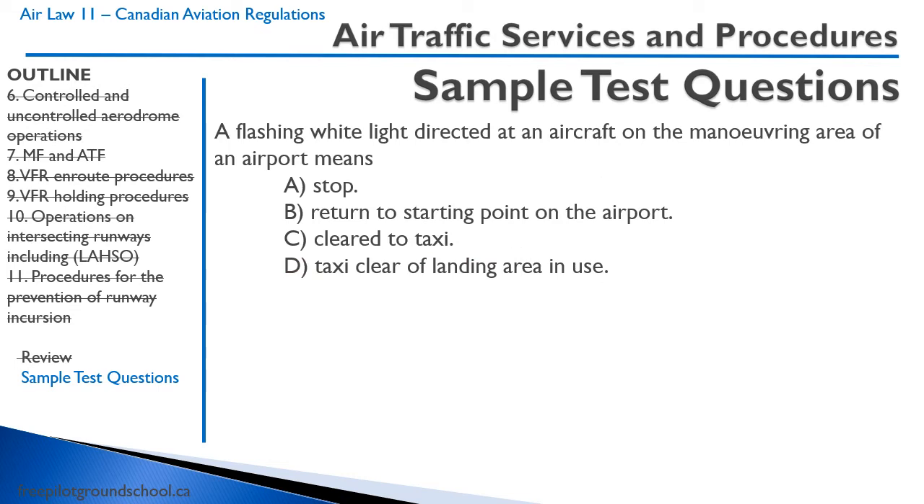Here's an obscure one. A flashing white light directed to an aircraft on the maneuvering area of an airport means... well, this one, unfortunately, we can go by process of elimination. So is it A, stop? No, because that would be a solid red light. Return to starting point? That sounds about right. Clear for taxi? No, because that would be a flashing green light. Taxi clear of landing area in use? No, that would be a flashing red light. So the correct answer is B, return to starting point on the airport.